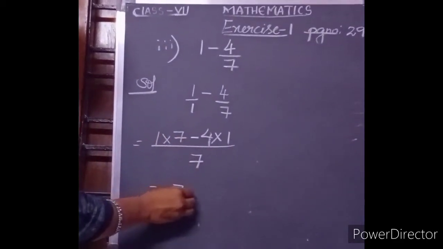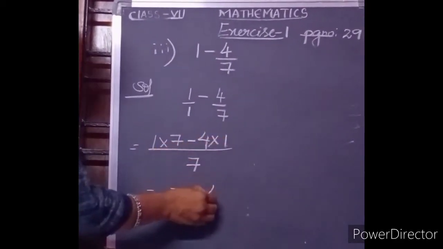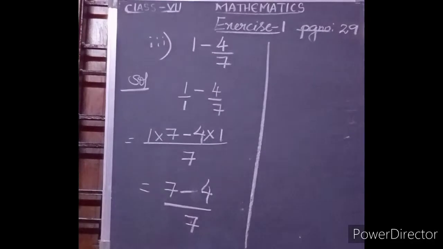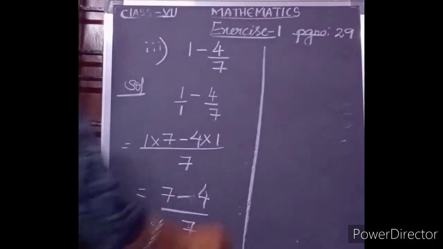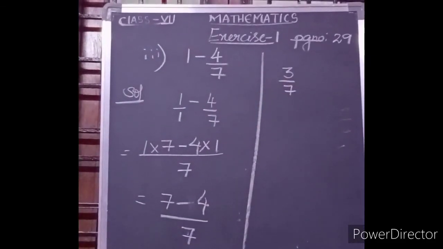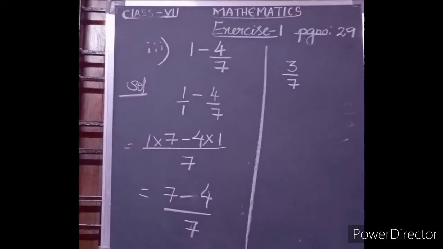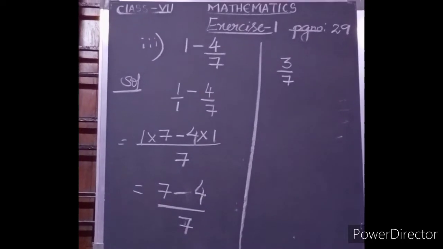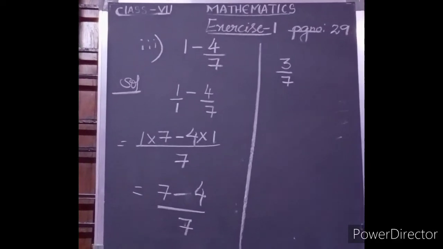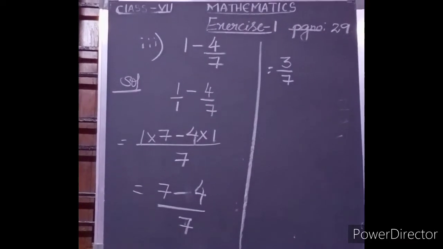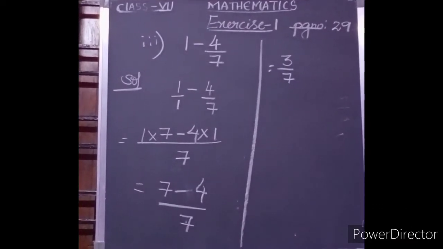Now 1 into 7 we have to multiply. 1 into 7 is 7, minus 1 into 4, 4 by 7. 7 minus 4 by 7. What is 7 minus 4? 3 by 7. How to write this one as mixed fraction? 3 by 7, let us leave it. Why? Because the upper number is smaller than the lower number 7, it will not give a whole number. Understand?